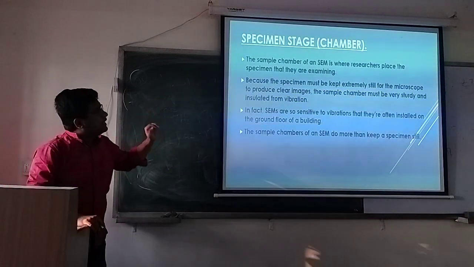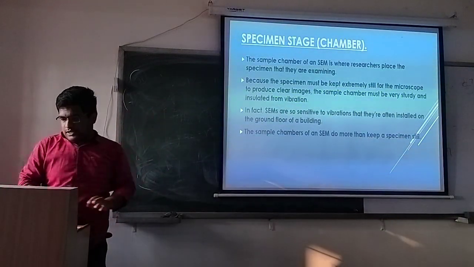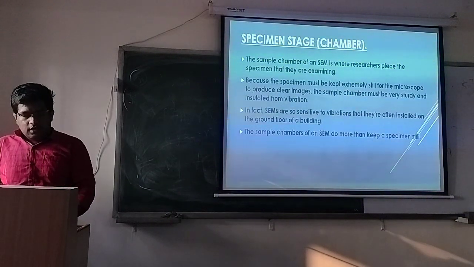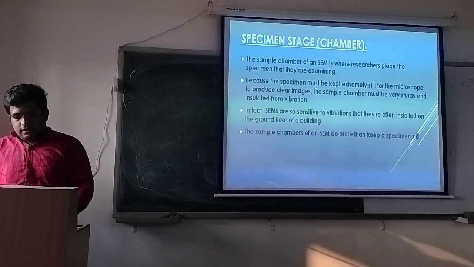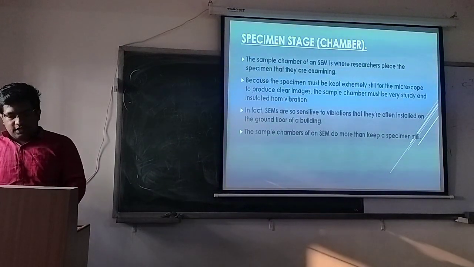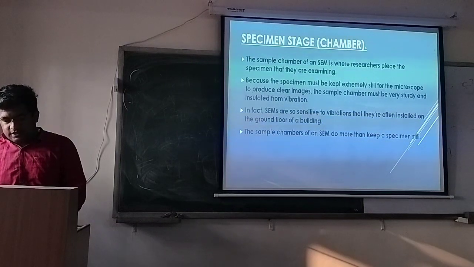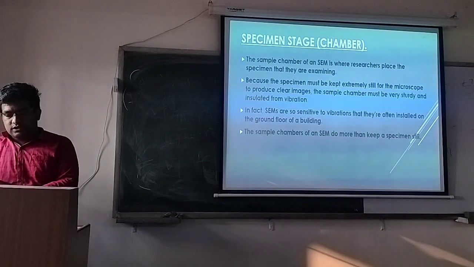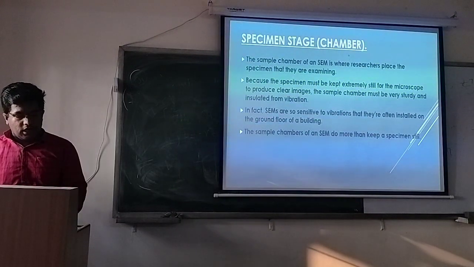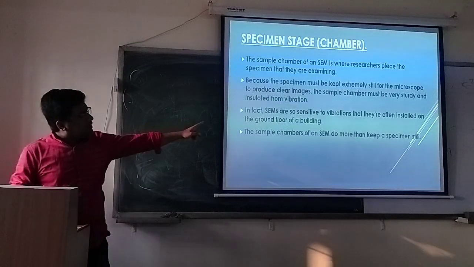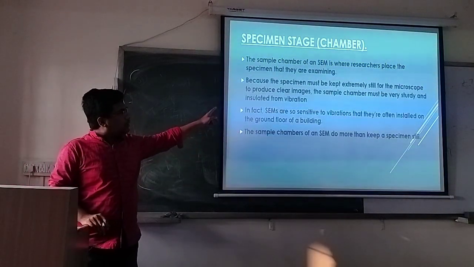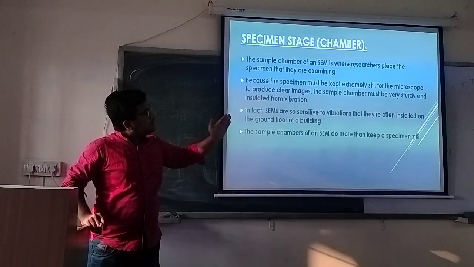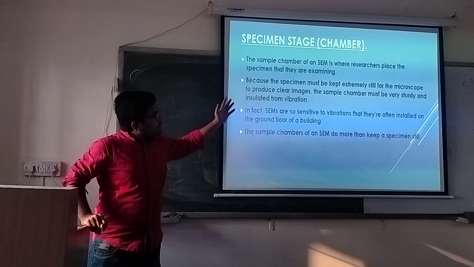This is the specimen stage. This chamber is the sample chamber of a SEM, where the researcher places the specimen. Specimen means the object we take that is being examined. The specimen must be kept extremely still for the microscope to produce a clear image. The sample chamber must be very sturdy and insulated from vibration. As the SEM is very sensitive to vibration, we have to insulate it from vibration and keep it sturdy for producing a clear image.